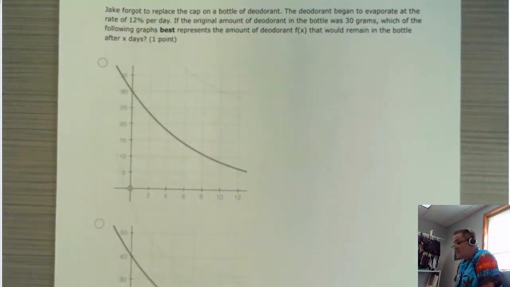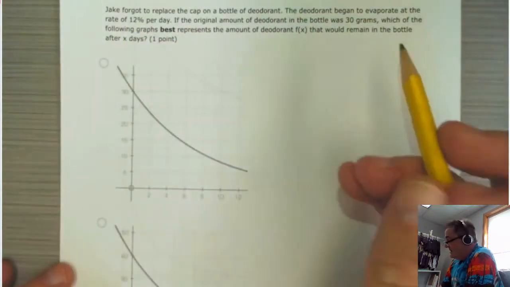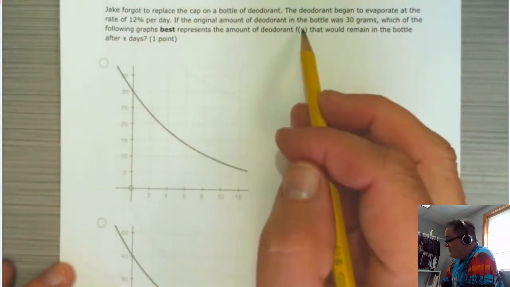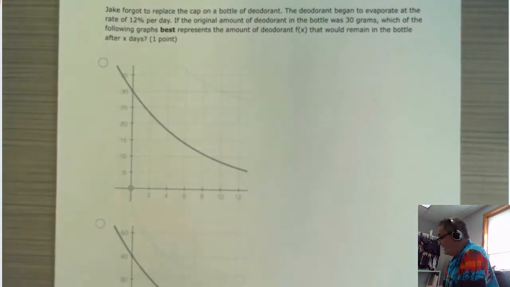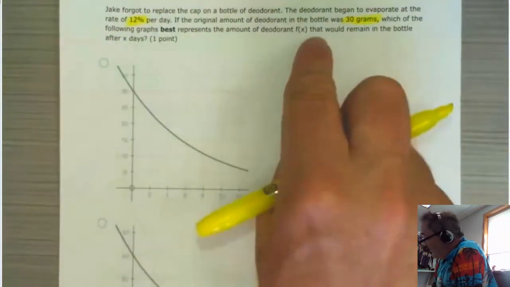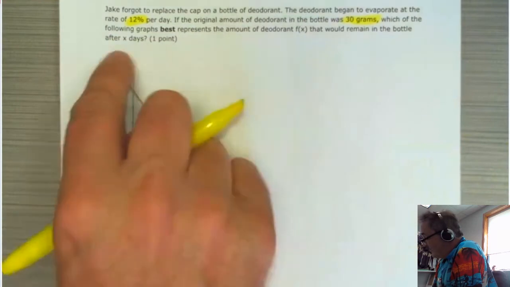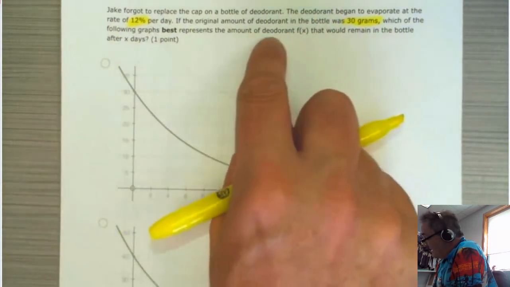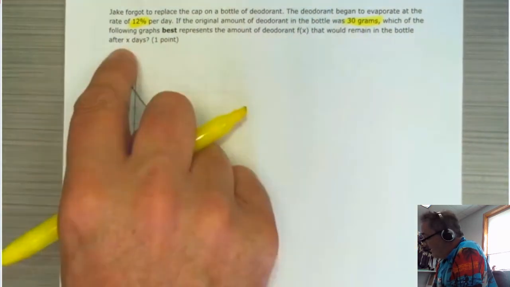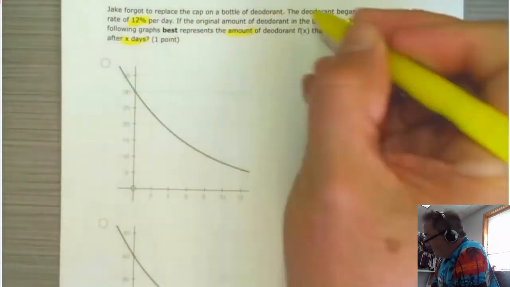Okay. So Jake forgot to replace the cap on a bottle of deodorant. And it says it began to evaporate at the rate of 12% per day. All right. So if the original amount of deodorant in the bottle is 30 grams, I'm going to highlight that. 30 grams is 12% per day. Which of the following best represent the amount of deodorant, f of x, that would remain in the bottle after x days? So f of x is the amount. That would be the y. And days is the x. Okay. Days. Amount is f of x.